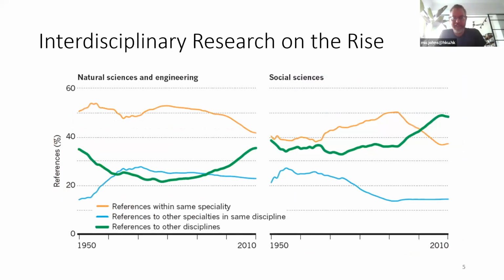Also, if you look at these charts, the green line is the important one. References in articles to other disciplines in the natural sciences and the social sciences, as you can see, has been going up over time, right? So interdisciplinarity is on the rise. It's an important focus of Hong Kong University. But then here's the question, well, what is it, right?